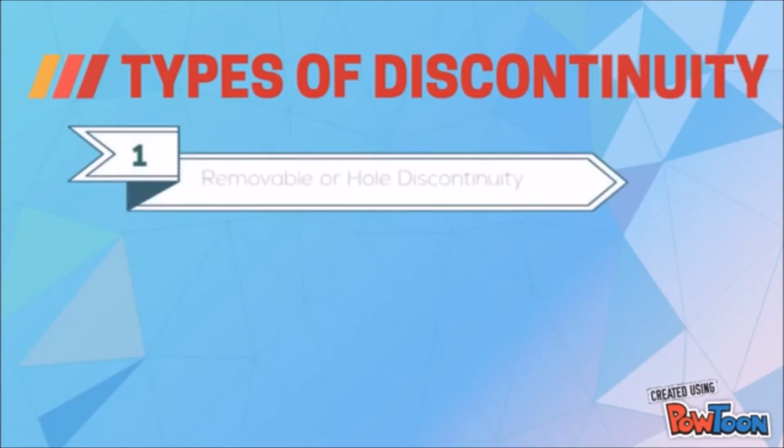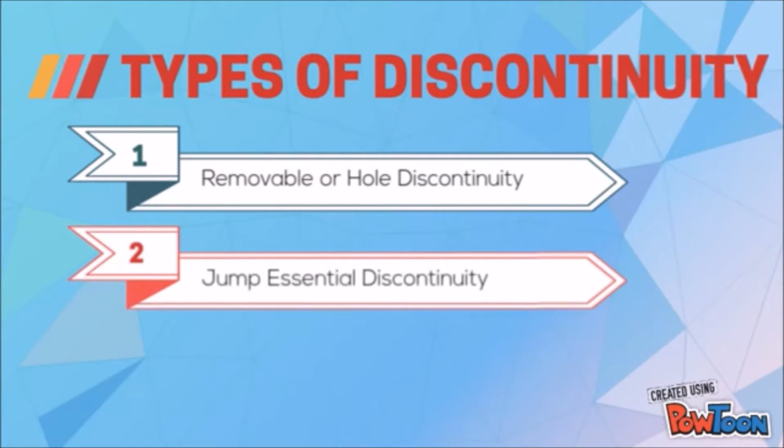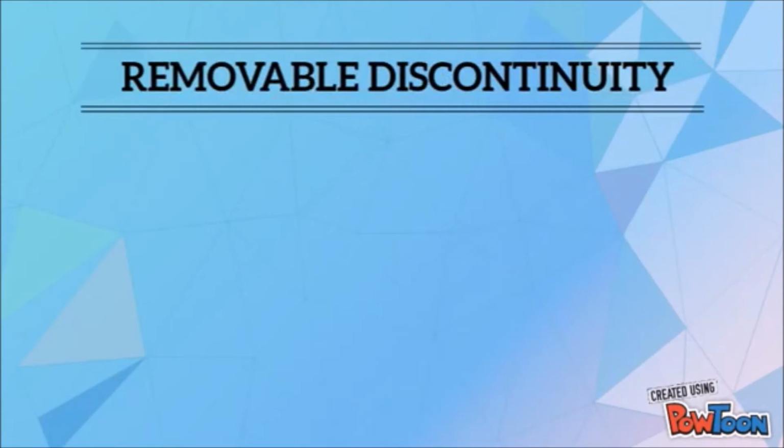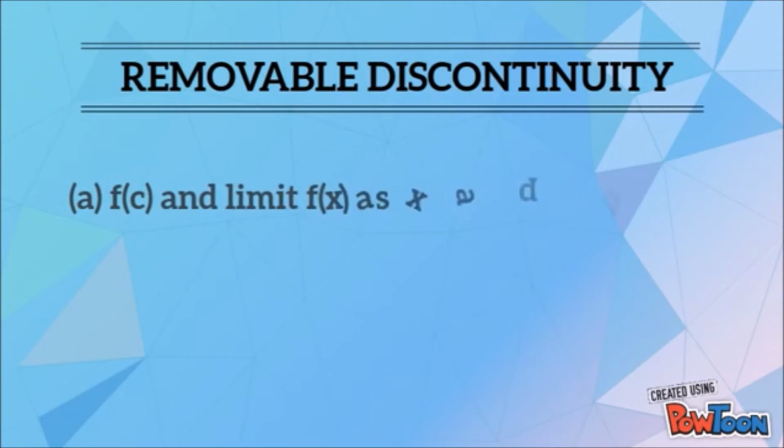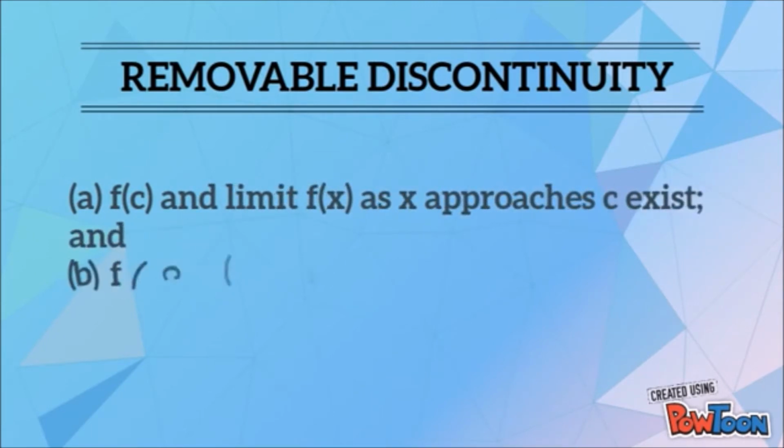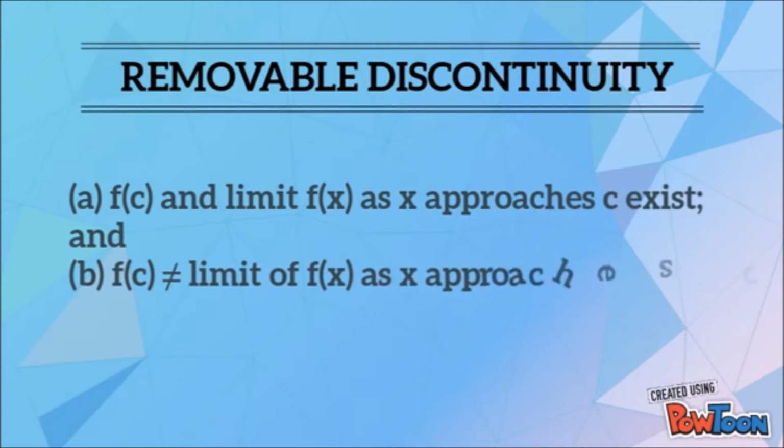However, if one or more conditions are not satisfied, then that's where discontinuity comes in. There are 3 types of discontinuity: the removable or hole discontinuity, the jump essential discontinuity, and the infinite essential discontinuity. Let's start with the removable or hole discontinuity. A function f of x is said to have a removable discontinuity at x equals c if a, f of c and the limit of f of x as x approaches c exist, and b, f of c is not equal to the limit of f of x as x approaches c.